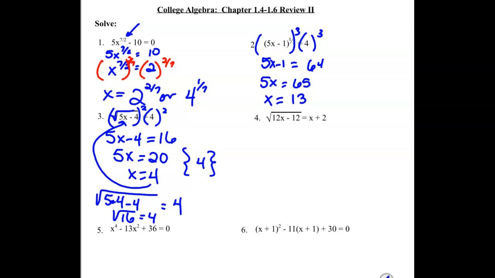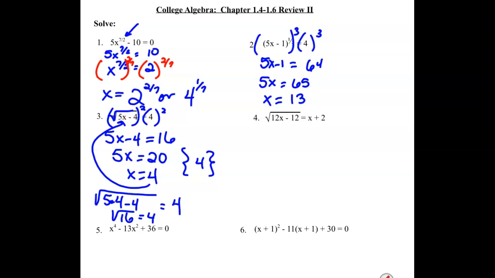For question 4, we're going to square both sides. Be careful on the right side here. How do we square a binomial?